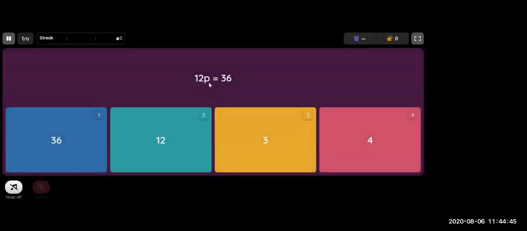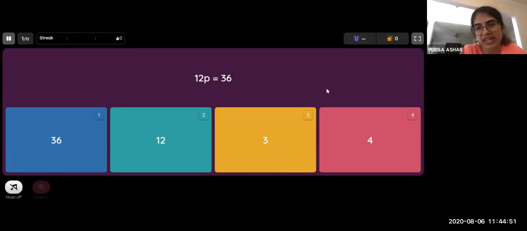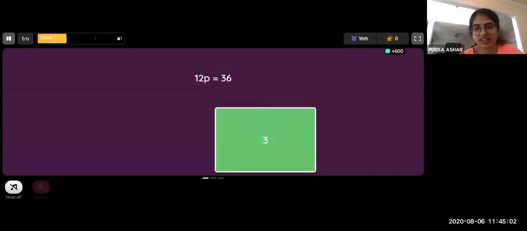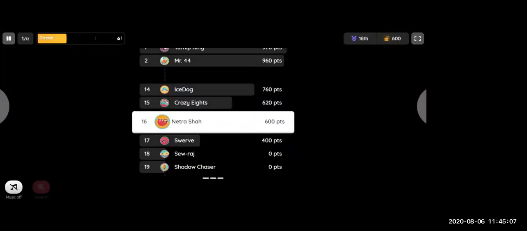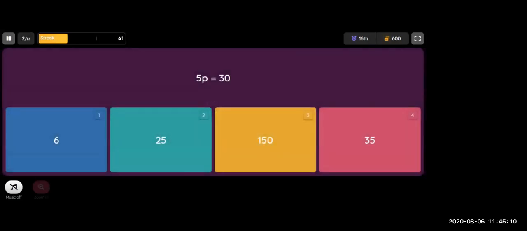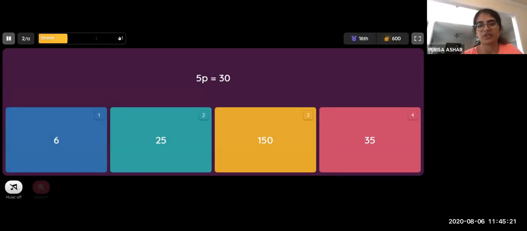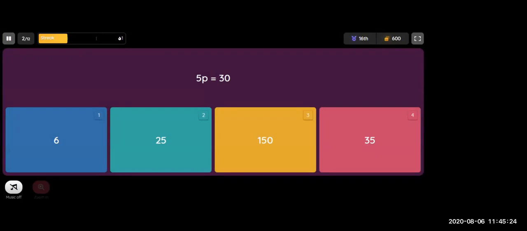Okay, so 12p equals 36. What is the value of p? Good job, he answered that the fastest, so he gets 10 points. The answer is 3. Why is that the answer? If 12p equals 36, then you divide each side by 12, and 36 divided by 12 equals 3. I think they're already on the next question, so I'll explain it before I click on it.